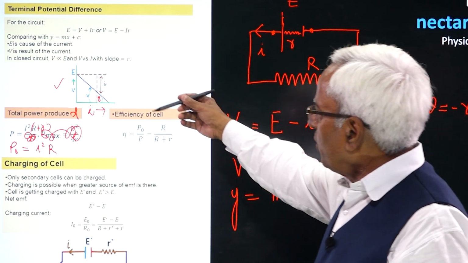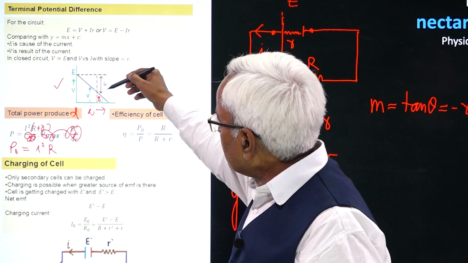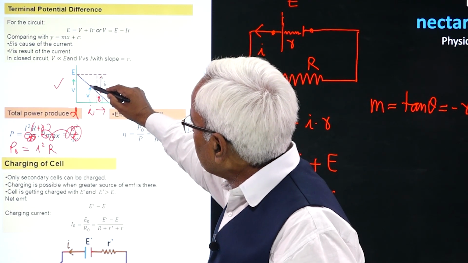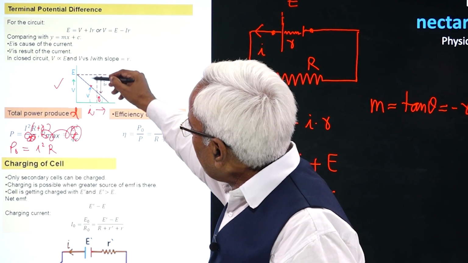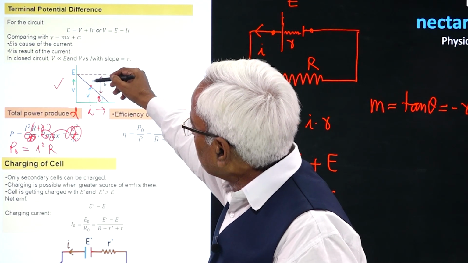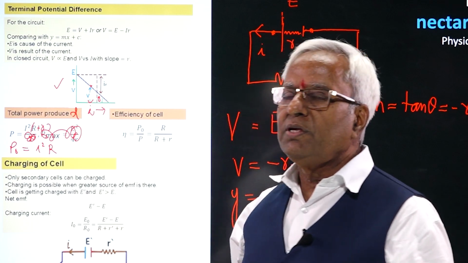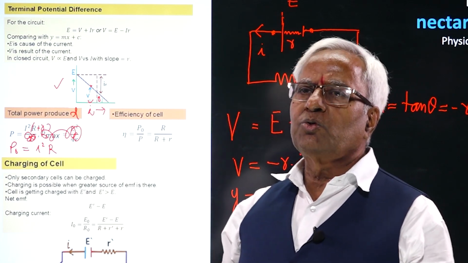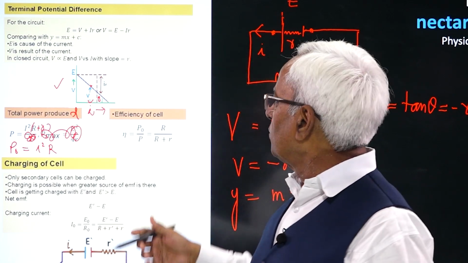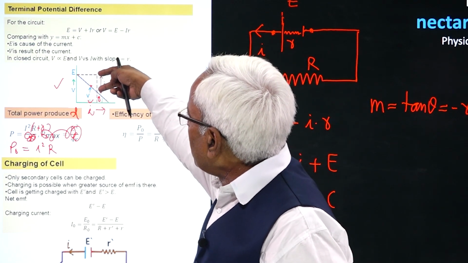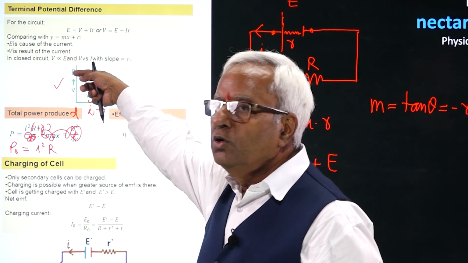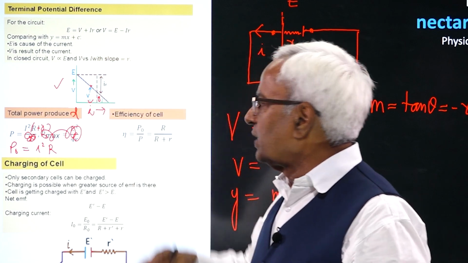At any point, you could choose any point anywhere. Suppose you have chosen this point, then above this is going to be Ir, and this will be V equal to E minus Ir. You could say the other way also, that the sum of these two parts is going to be equal to the total EMF of the cell.